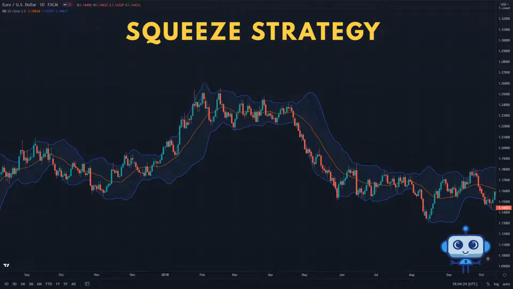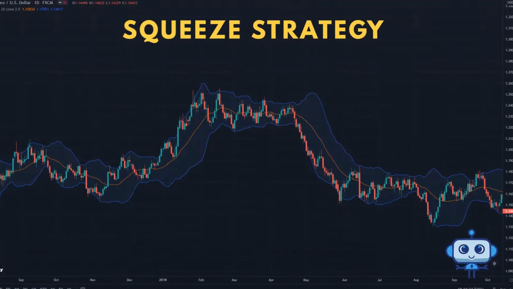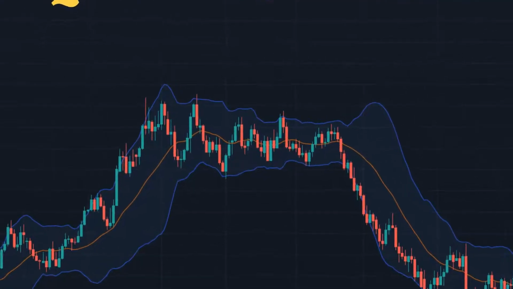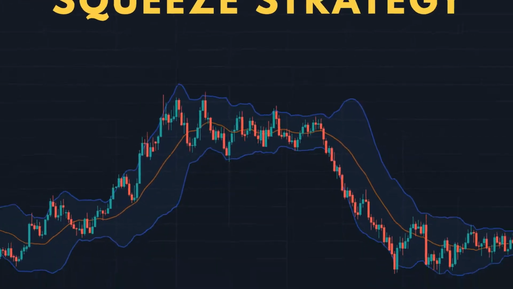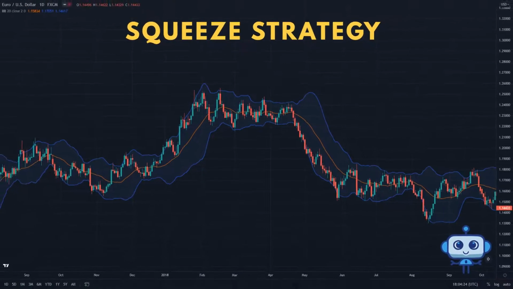Squeeze strategy is a useful Bollinger Bands trading strategy. The strategy comes into play when the trading range gets narrow, and with that, the Bollinger Bands also shrink. The squeeze is an indication of a narrow trading range, however it also indicates an upcoming large volatility. So, the first thing in this strategy is to identify the squeeze.